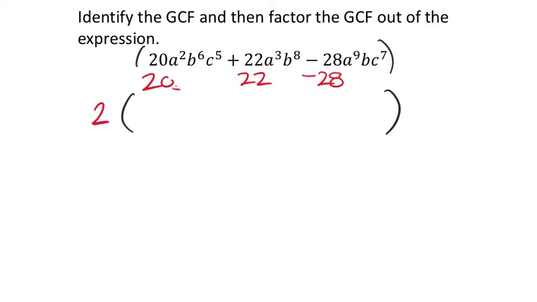So I'd say 20 divided by 2, boom, is 10. 22 divided by 2, that factored out, right? That's the 11, positive. And then 28 divided by 2 is negative 14. Okay, now that's just the numerical part of it, okay?